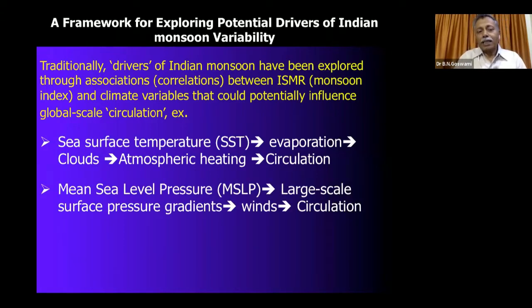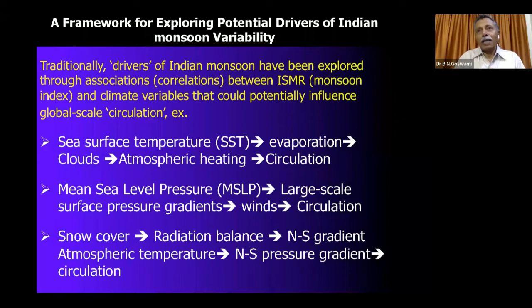There are also other things like mean sea level pressure, because surface pressure gradients will produce winds. Winds will then produce circulation, which can also connect, and therefore MSLP is one thing that people have looked at, in correlation with monsoon. The other thing, of course, yes. By MSLP, do you mean sea level height? Do you mean the pressure at sea level? So not sea level height. These are the atmospheric pressure at sea level.